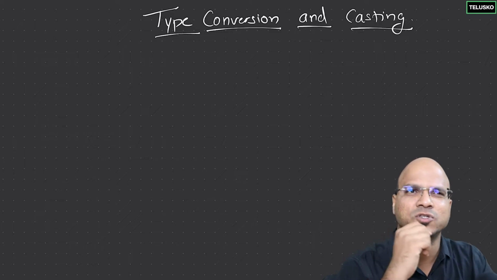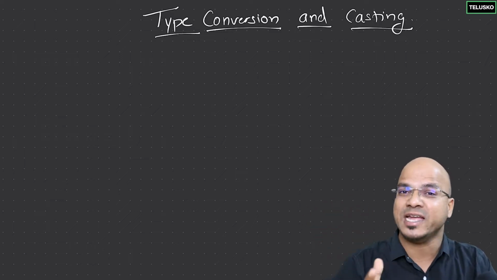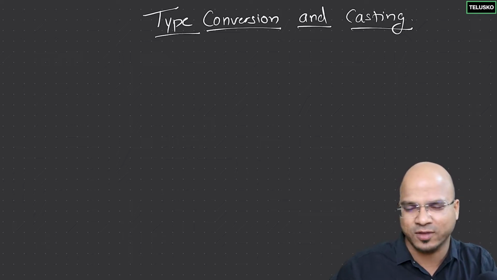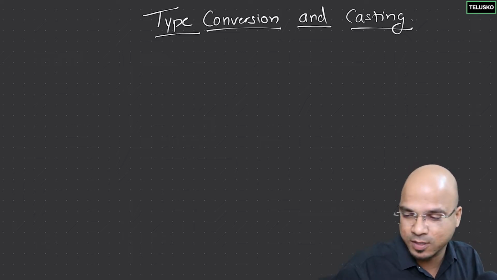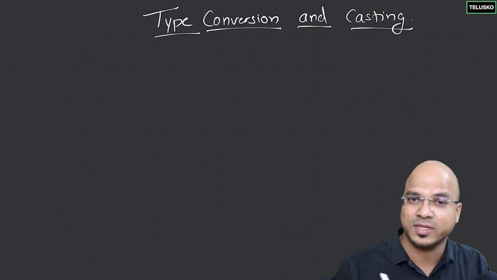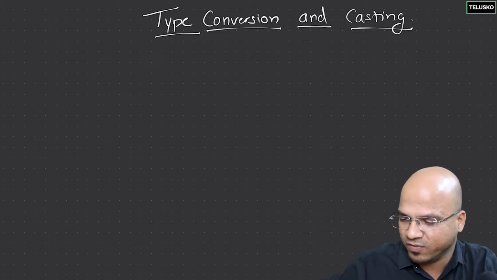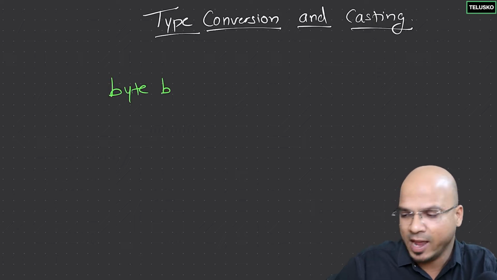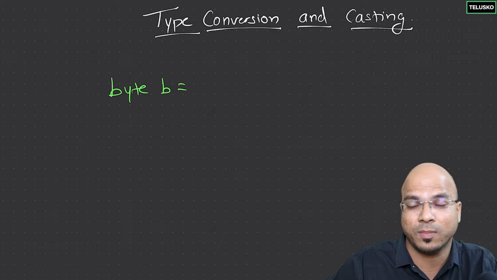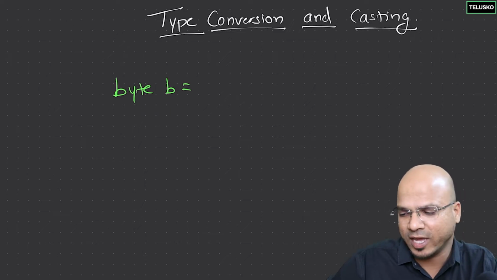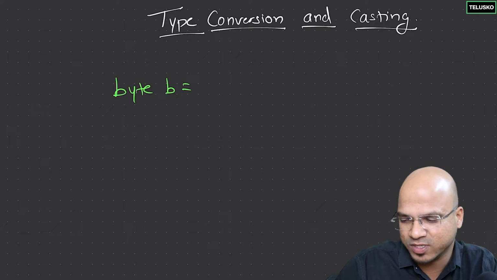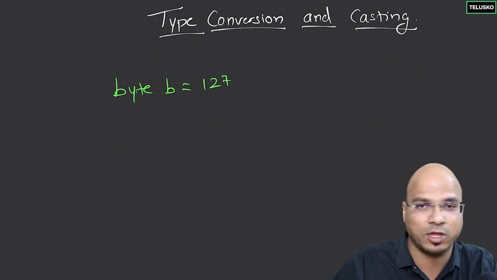Now there's one confusion. What if you want to change the type of a variable? Can we really do that? Unfortunately, we can't change the type of a variable, but can you assign a value to it? Example, let's say we have a variable of type byte, b, and it will have a value. We have talked about the range of byte as well. You can have a maximum of 127. This is the max value you can accommodate here.